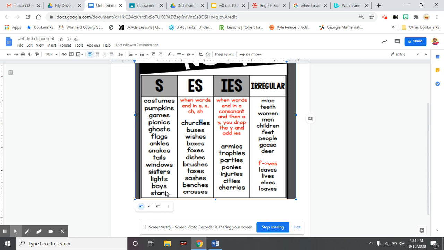Here's a tricky one because boy ends in a Y, but it does not end in a consonant Y. So for boy, you do not drop the Y and add IES. So don't let that one fool you.